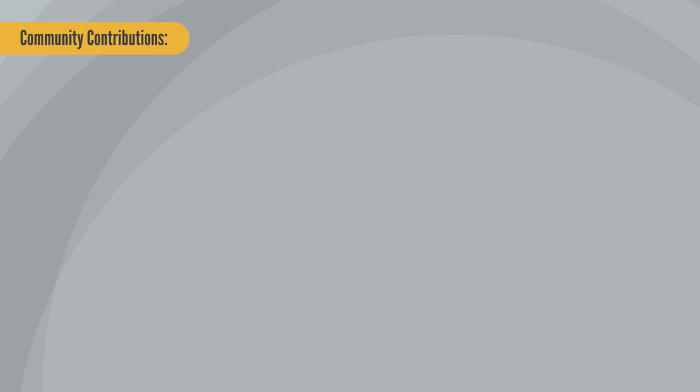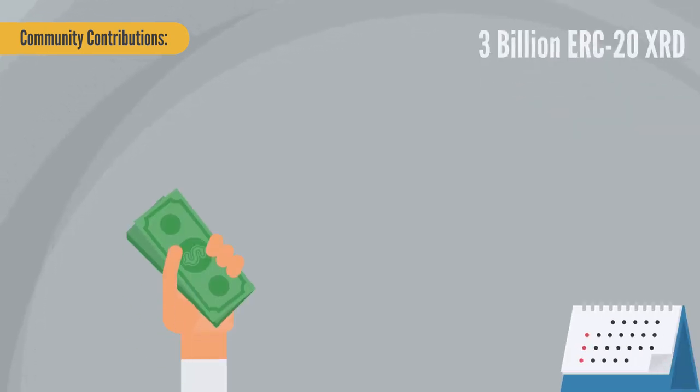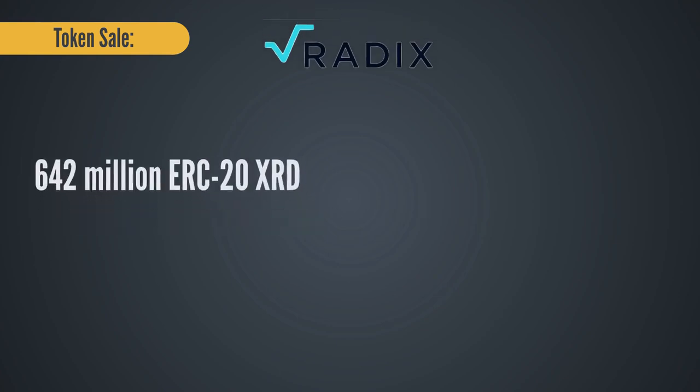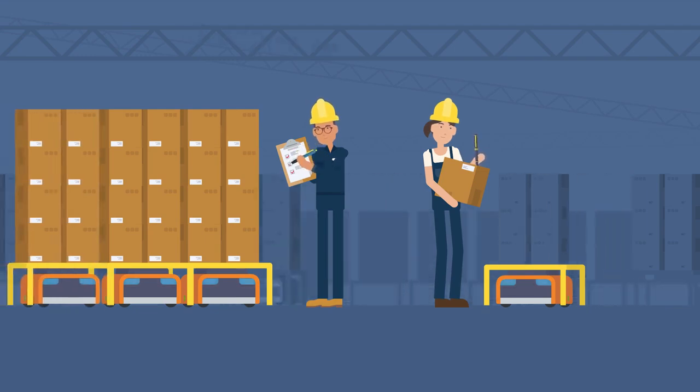The complete supply distribution for ERC20 XRD tokens is as follows. Community contributions. Purchasers in the token sale that ran from 2013 to 2017 will receive 3 billion ERC20 XRD, or 68% of this initial distribution. Token sale. The Radix Foundation will make 642 million ERC20 XRD, or 14.6% of this initial distribution, available for purchase in an upcoming token sale. Any unsold tokens will go back under the Foundation's control.